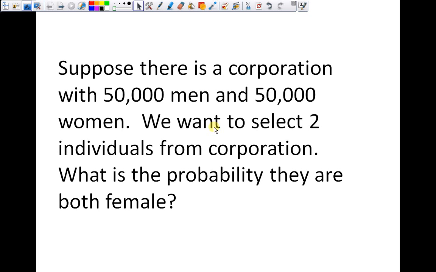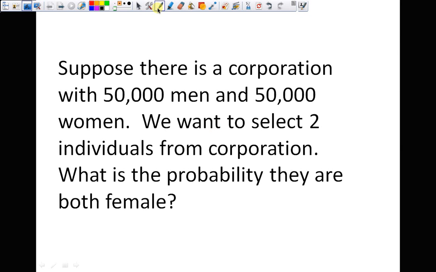So here's our example. It says, suppose there is a corporation with 50,000 men and 50,000 women. We want to select 2 individuals from the corporation. What is the probability that they are both female? Let's look at these 2 probabilities the same way we did last time. So the first time, with replacement, there's a 1/2 chance, since 50,000 divided by 100,000 is 1/2. And if we replace it, there's a 1/2. So we're looking at 1/4.